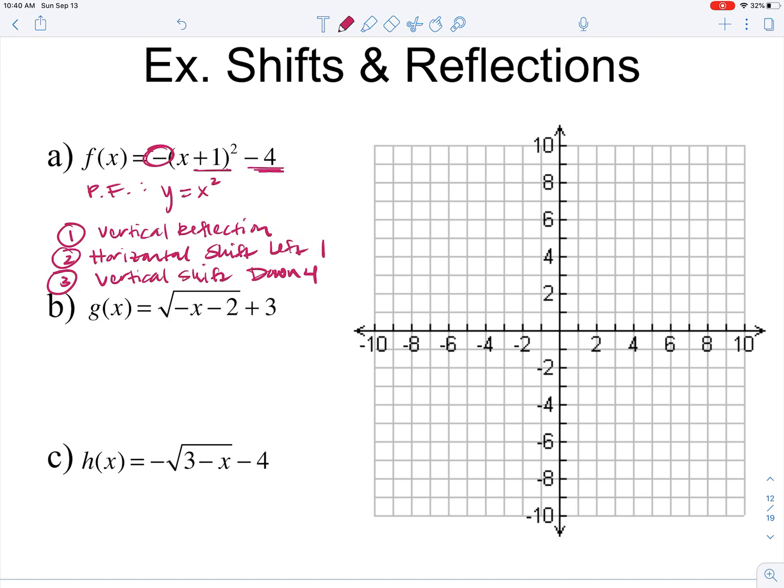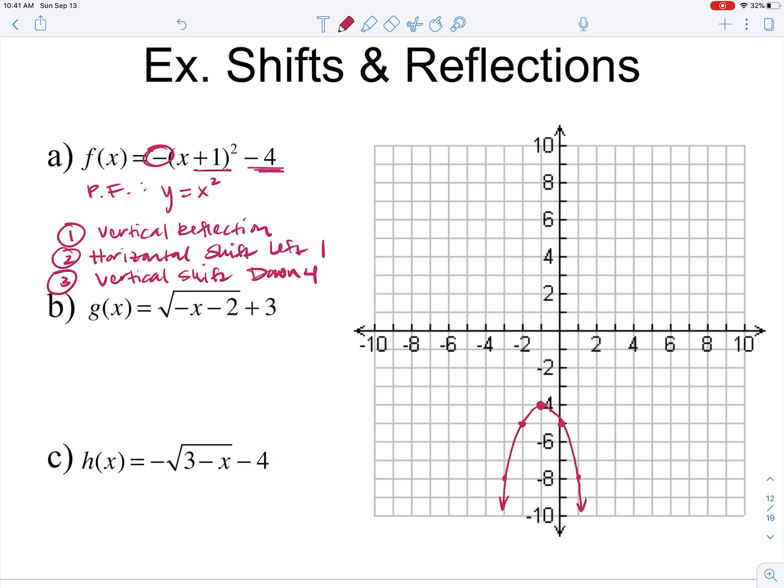So I think about the points on the parent function. So 0, 0, vertical reflection wouldn't go anywhere. Horizontal shift, left 1, and then down 4, lands me at -1, -4. The point 1, 1, vertical reflection, lands me at 1, -1, and then left 1, down 4. -1, 1, vertical reflection, lands me at -1, -1, horizontal shift, left 1, and then down 4, 1, 2, 3, 4. Okay, and I can think about doing the same to some of the other points from the parent function.